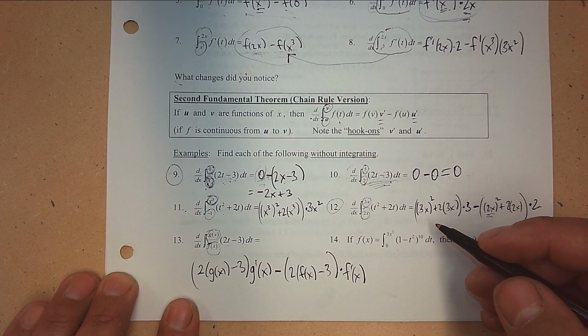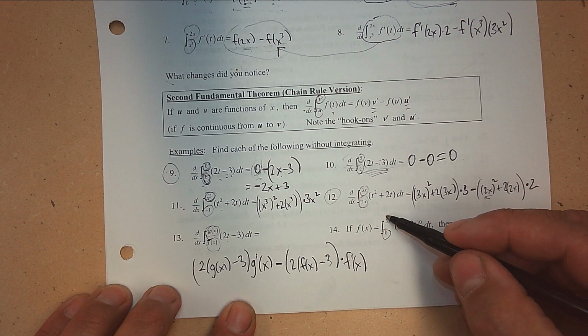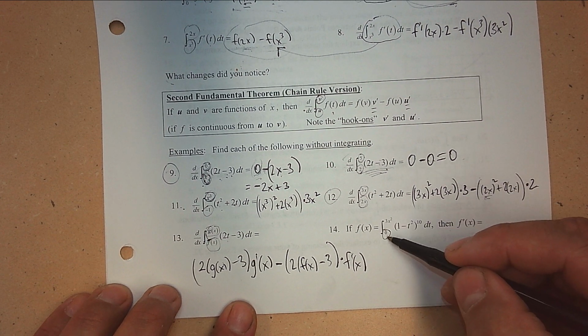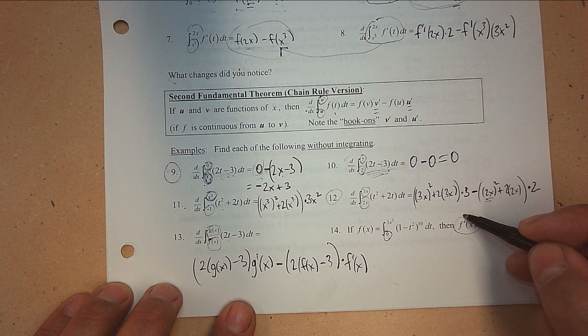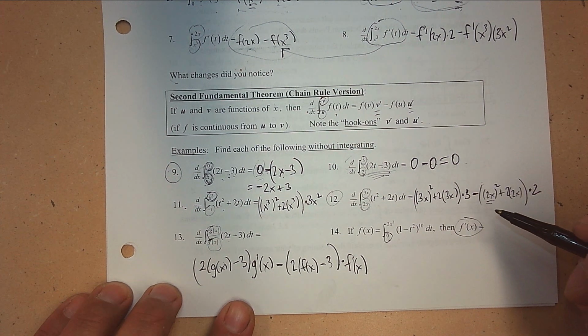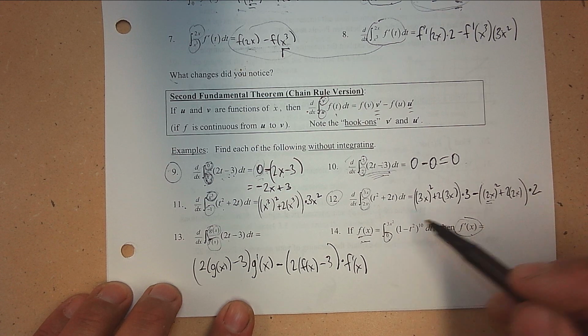All right, 14. Again, look at that. See that lower bound is 0? So when I plug in 0 and take the derivative, that's what's going to happen. But look at the terms of take. It says take the derivative of that. So that's what f at x is. And if you take the derivative of that, they undo each other.